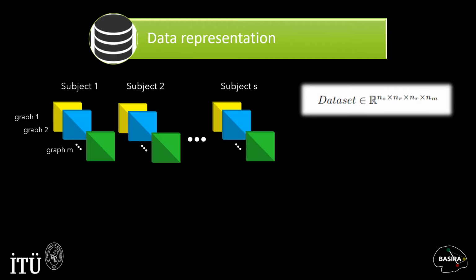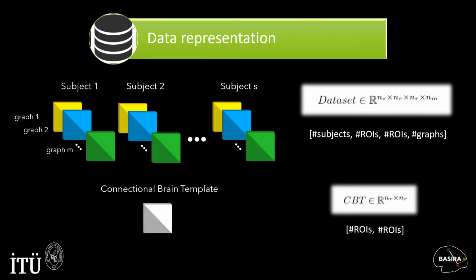Our method takes in a dataset of multigraph subjects that are stacked symmetrical adjacency matrices. The first dimension of the input is number of subjects. The second and third dimensions are number of ROIs, region of interest. The fourth dimension is the number of graphs of the subject. The model outputs a CBT, a single graph, which represents the average connectivity between ROIs of the brain network population.